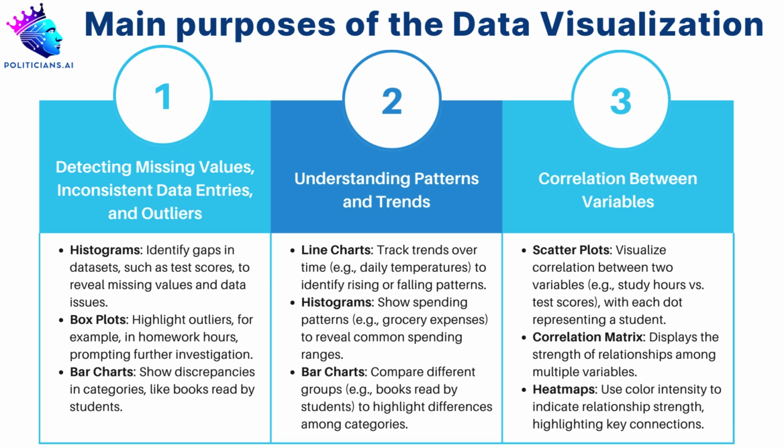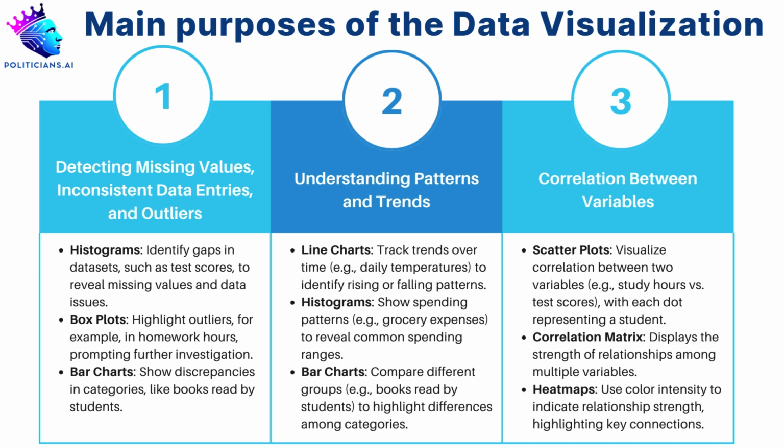Box plots are perfect for finding outliers. For example, if we have a data set of weekly hours spent on homework, and most students spend between 5 and 10 hours per week, but one student reports 50 hours, a box plot will highlight that outlier. This unusual value could be a data entry mistake or a case that requires further investigation.